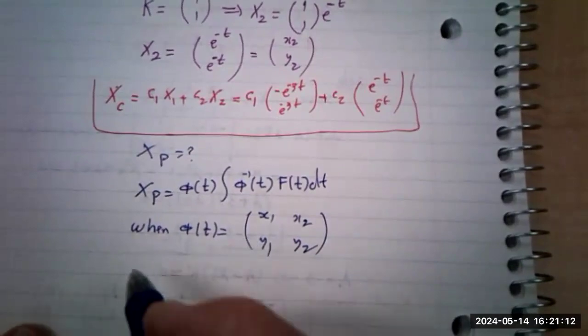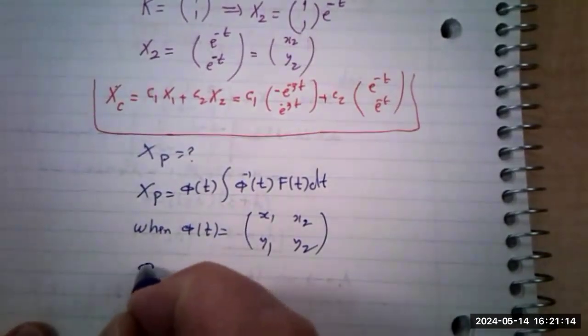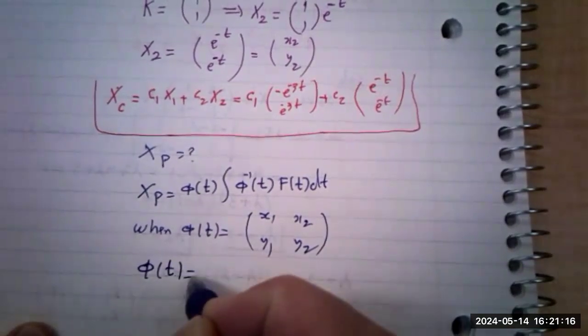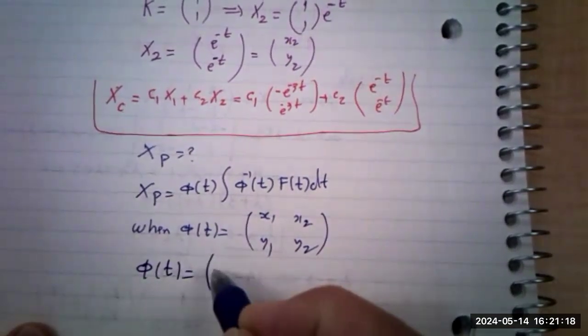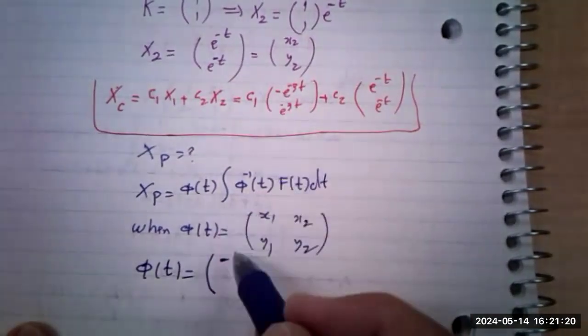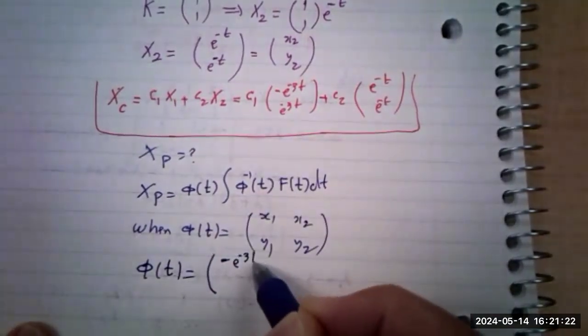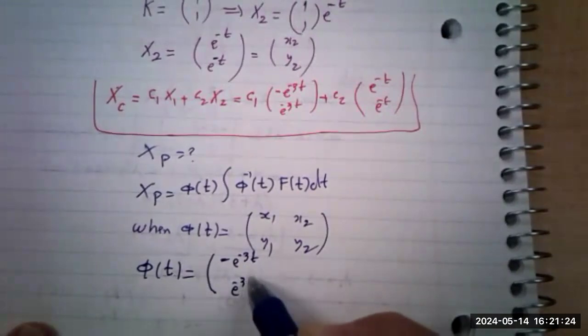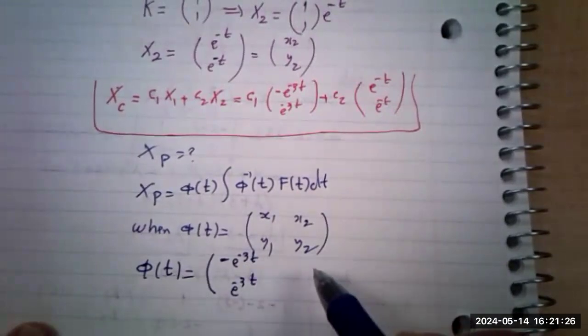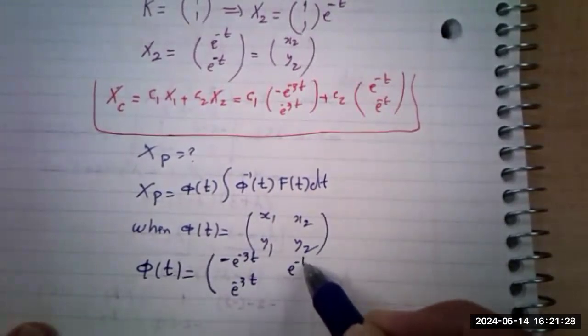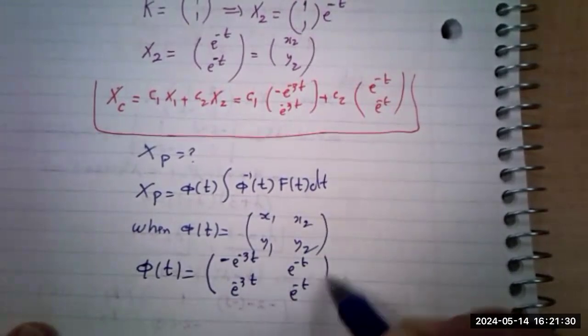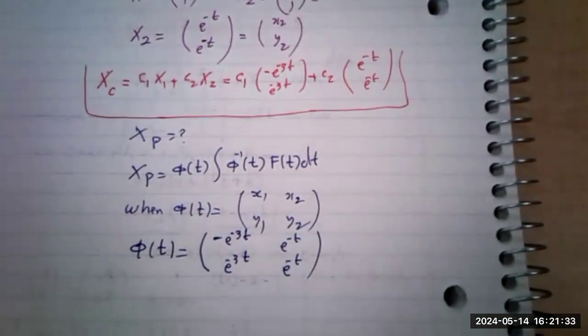So x1, y1 is the solution referred to x1, which was negative e to the negative 3t, and this is going to be e to the negative 3t. And the second column is e to the negative t, e to the negative t. This is your matrix. From now on, this is your job. It's all algebra.